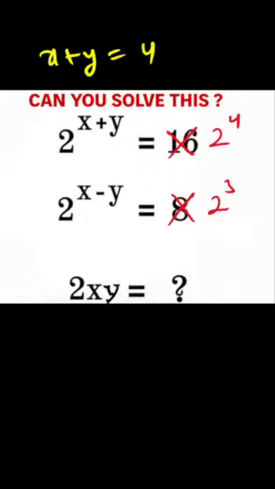Look, this 2 raised to power x plus y, let's keep it as it is, but this 16 can be written as 2 raised to power 4, right? And similarly this 8 can be written as 2 raised to power 3. Now if I compare both sides, the bases are same, so we can equate the powers, right? Equating the exponents, from the very first equation I get x plus y is equal to 4, and from the second equation I get x minus y is equal to 3.